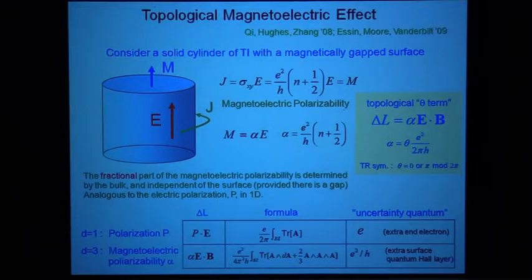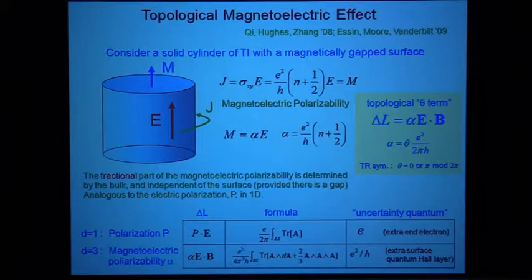So when you break time reversal symmetry on the surface, we're still doing non-interacting electrons. So in this case it's trivial, but there are some interesting subtleties associated with that.